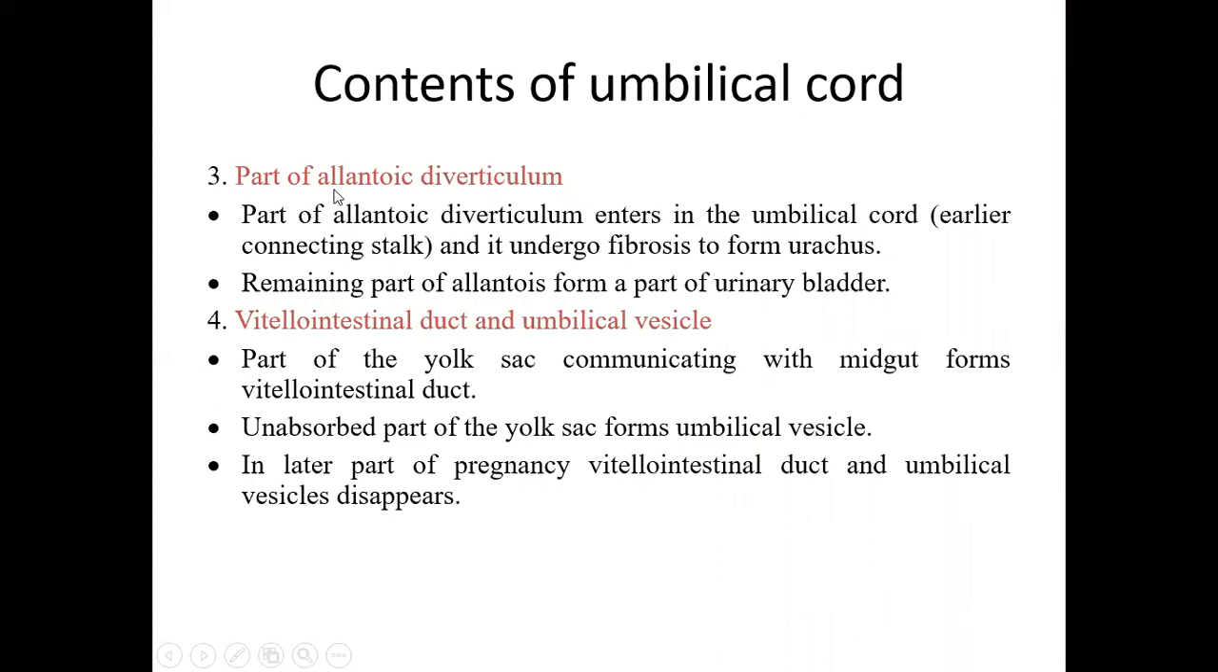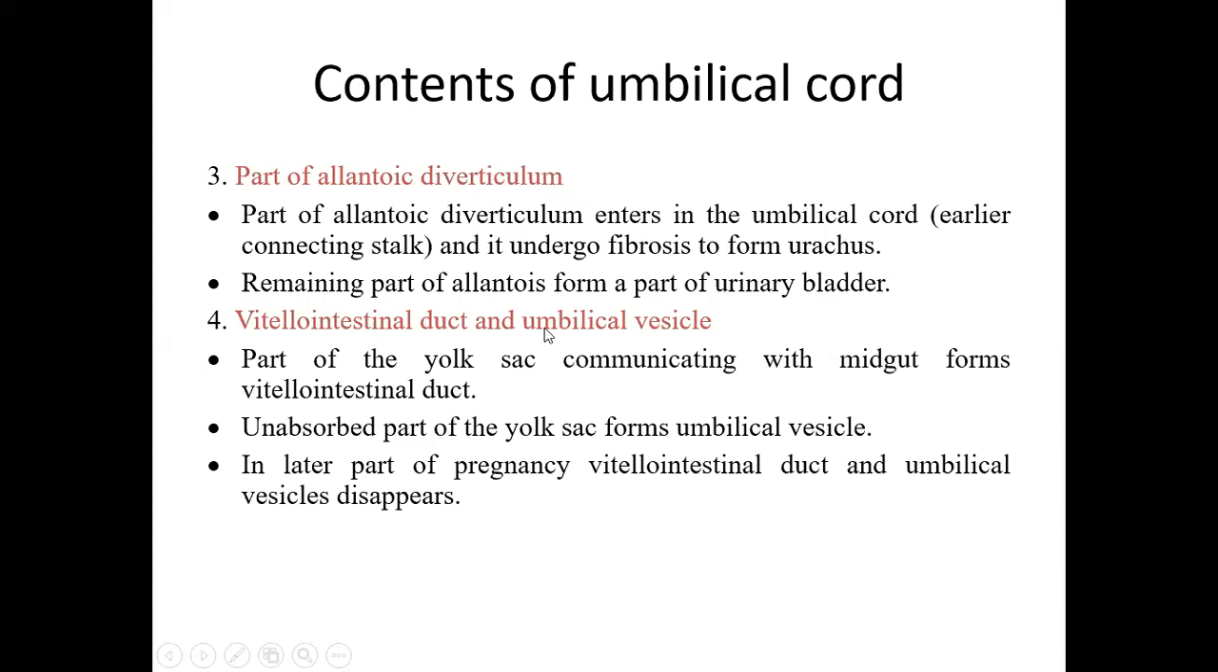Now, other contents are the part of the allantoic diverticulum. If you remember, the allantois was the outpouching of a part of the yolk sac, the tail part of the yolk sac, into the connecting stalk. So part of the allantoic diverticulum enters the umbilical cord and undergoes fibrosis to form the urachus. The remaining part of the allantois forms a part of the urinary bladder.